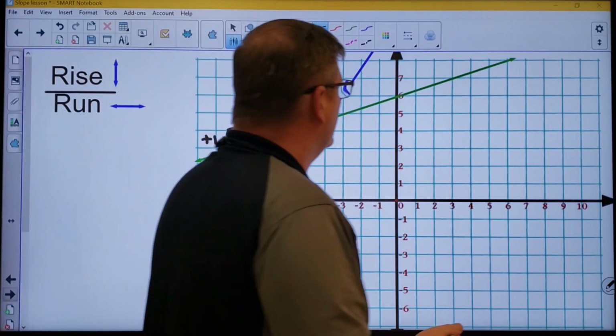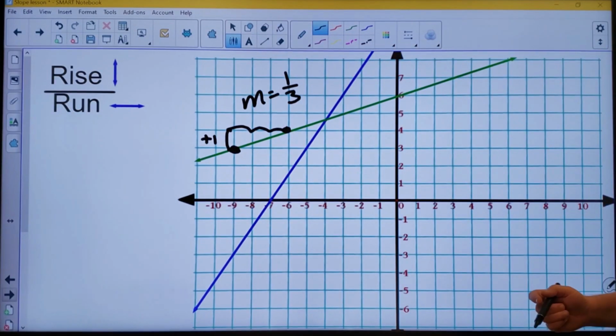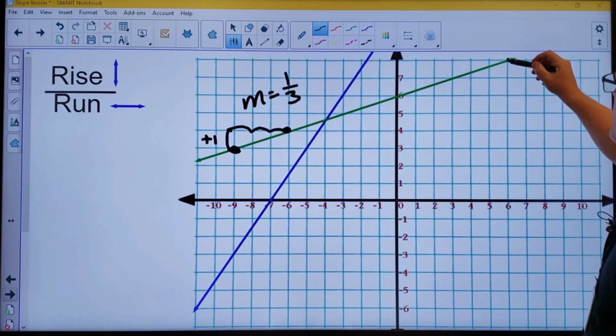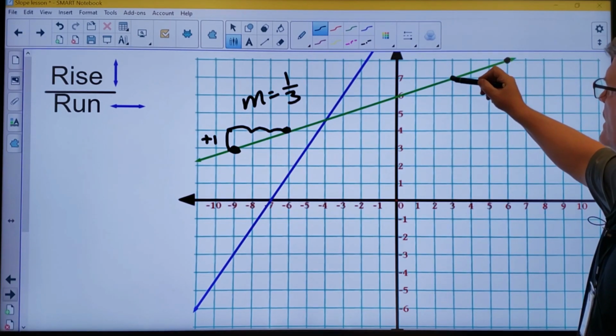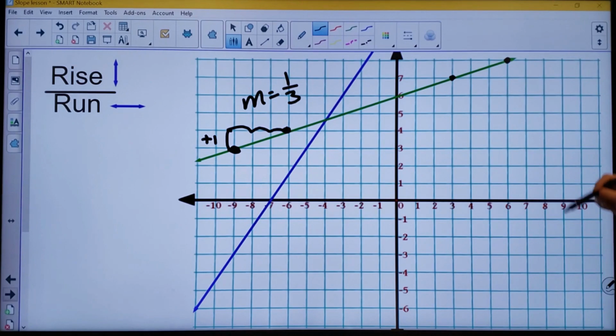Now, just like I said, we can work backwards on a line. So let's say that we're going to start at this point, and we're going to work back towards that point right there. So what we do is we're going to say, well, our rise is going to be a -1.